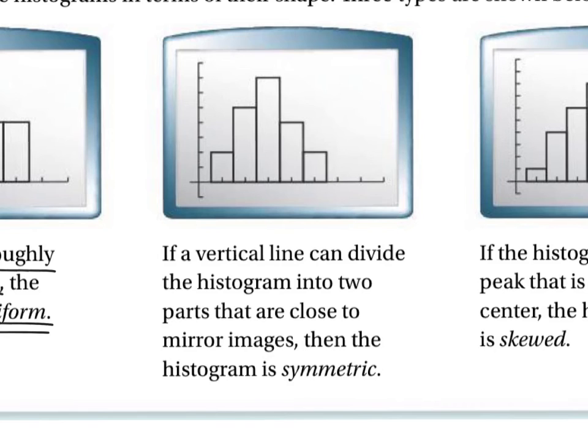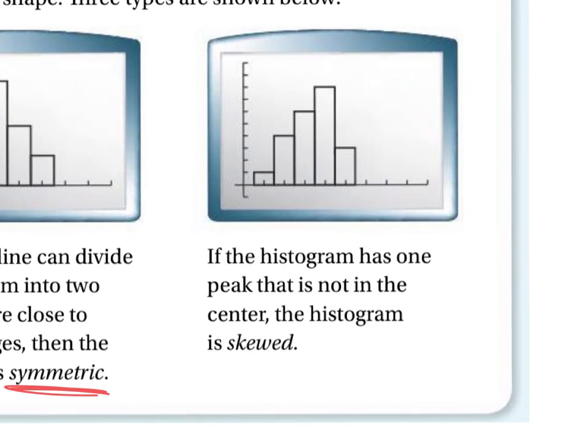This one, if you can draw a vertical line where both sides are the same, that's called symmetric. Okay, so if you could fold it on a line and they would pretty much match up, that's symmetric. And then another one is we have one peak that's not in the center. So like the highest bar here is not in the center, it's over to the side. That's called skewed. It's skewed towards the higher numbers.